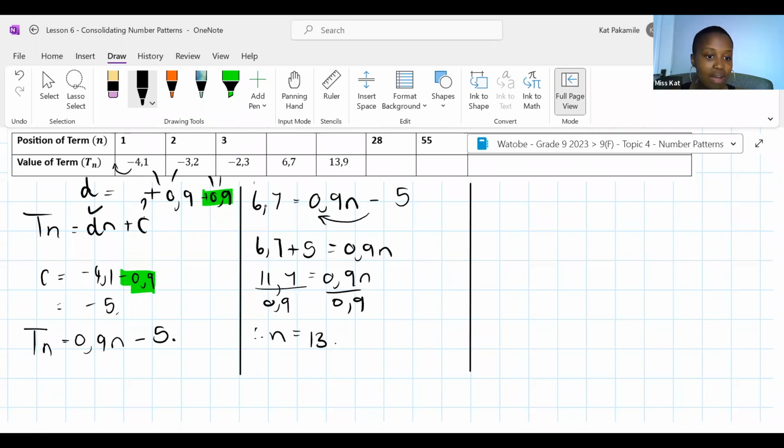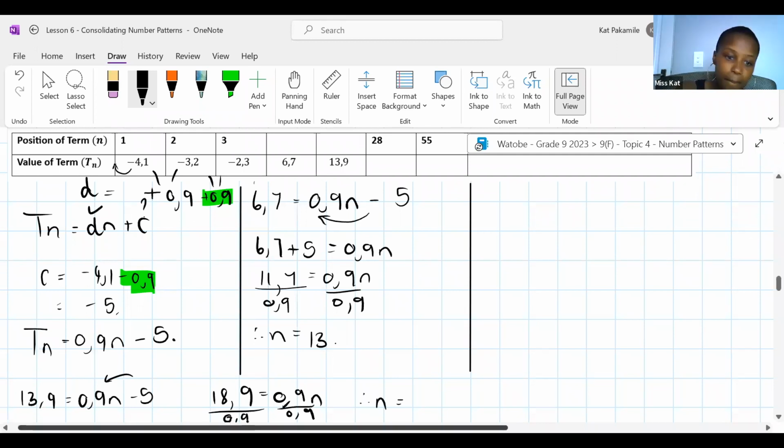Okay. Let's do the one for 13.9. I have space here at the bottom, so I'm just going to write it next to each other. So it's 13.9 equals 0.9n minus 5. Take the 5 over and add it. That's going to give you 18.9 equals 0.9n. And n will give you, let's see, 18.9 divided by 0.9, 21. At the end of this, I want you to give me a mark out of 4 of the ones you got correct. Okay, let's do the next one.